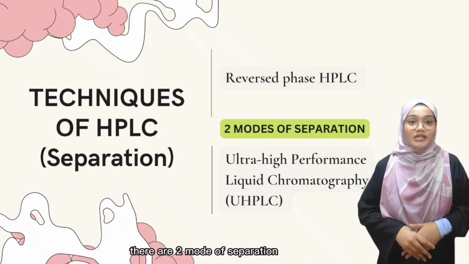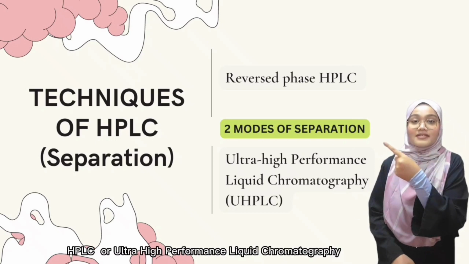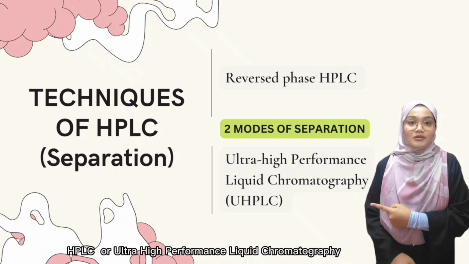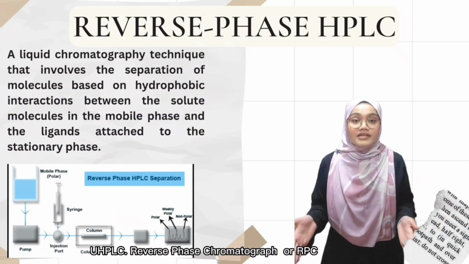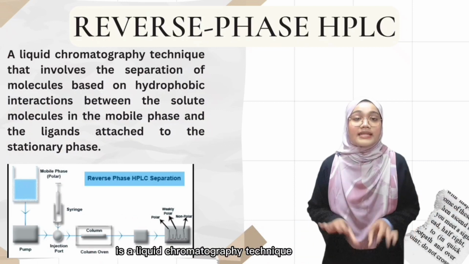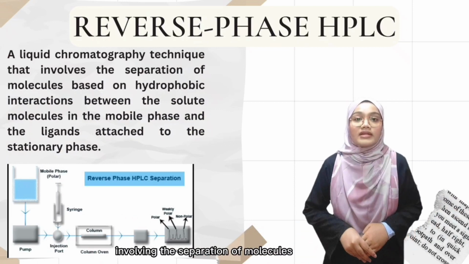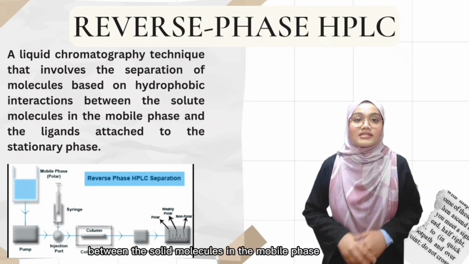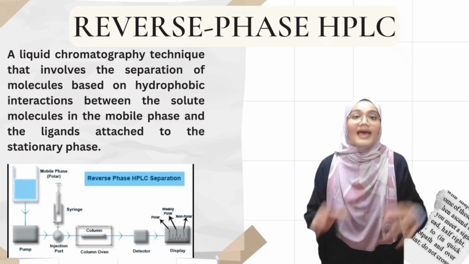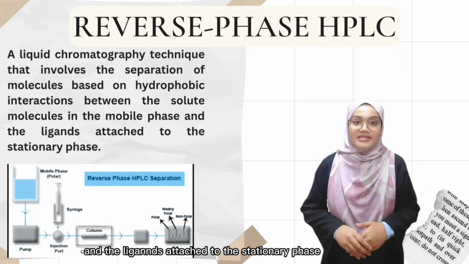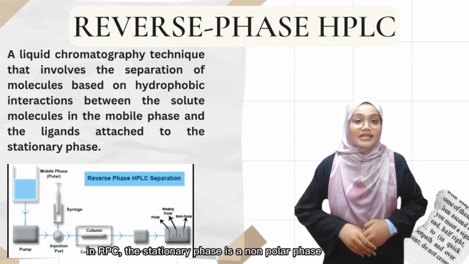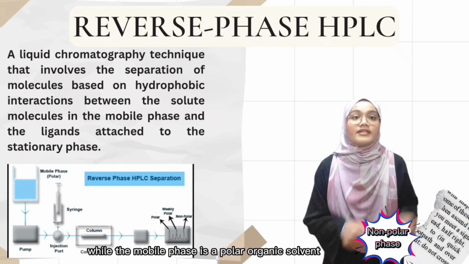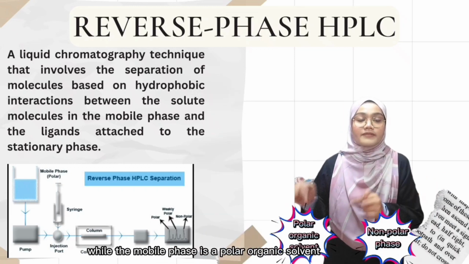There are 2 modes of separation, which are reverse phase HPLC or ultra high performance liquid chromatography UHPLC. Reverse phase chromatography or RPC is a liquid chromatography technique involving the separation of molecules based on hydrophobic interaction between the solute molecules in the mobile phase and the ligands attached to the stationary phase. In RPC, the stationary phase is a non-polar phase while the mobile phase is a polar organic solvent.